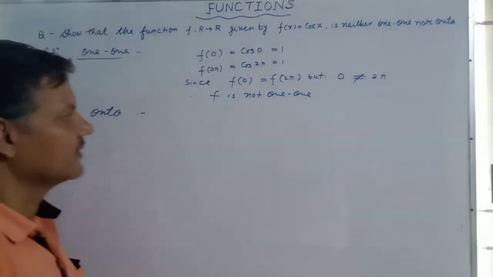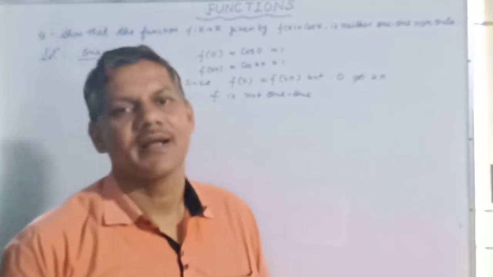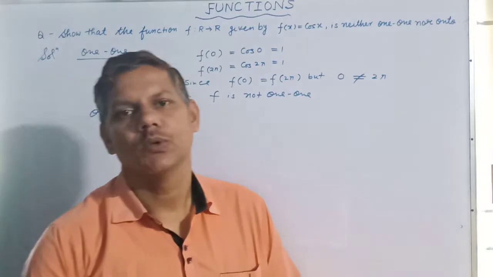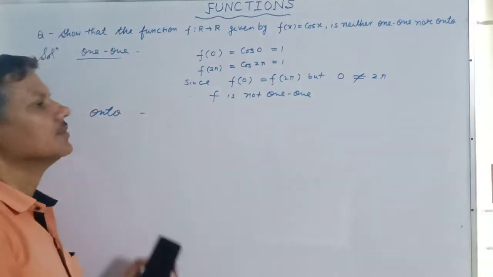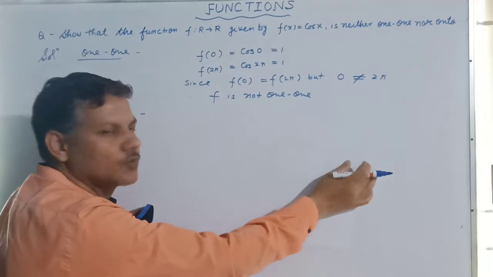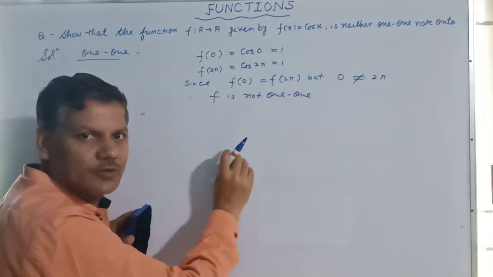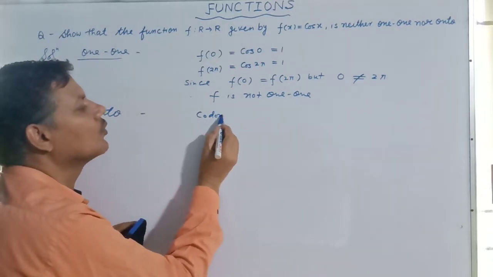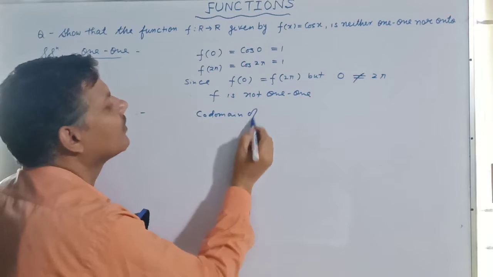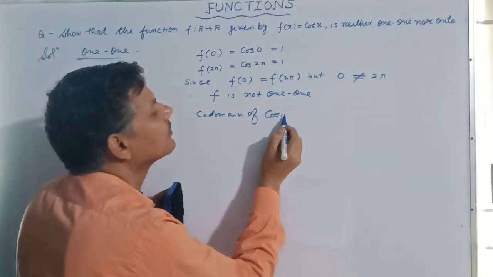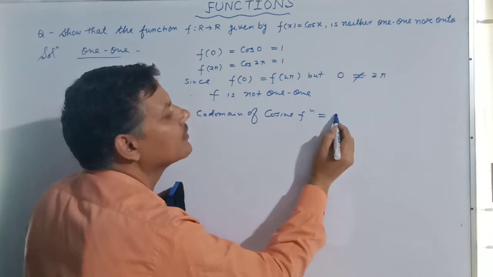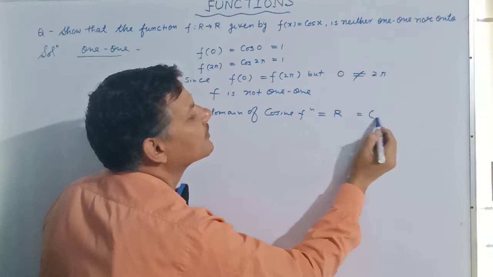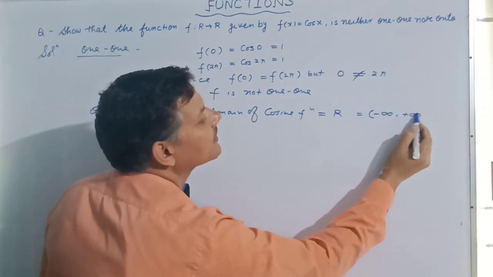there are three different ways. Either we can find the range, and if the range is equal to the codomain of the function, then it is onto, otherwise not. Or we can show any element of its codomain which does not have its pre-image in the domain. So the simple way is that the codomain of the cosine function is equal to the set of real numbers, that is, minus infinity to plus infinity.